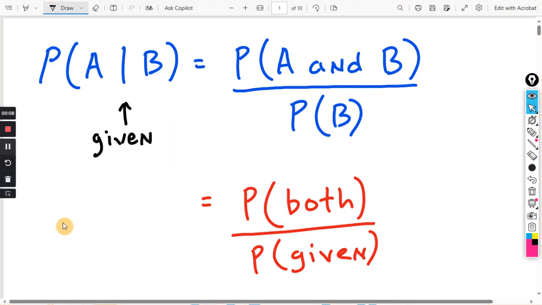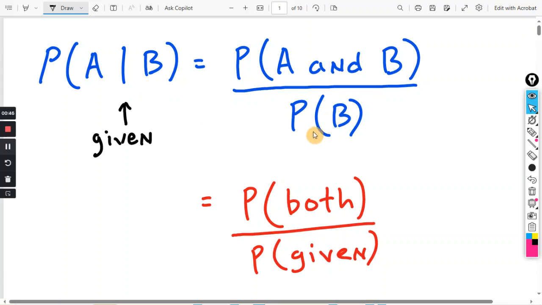So the main formula for conditional probability is read as the probability of A given B. This slash here means given. What A given B means is the probability of event A occurring given that event B already occurred. This formula is the probability of A and B divided by the probability of B. Notice in the denominator, it is divided by the probability of B, which is the one that's given.